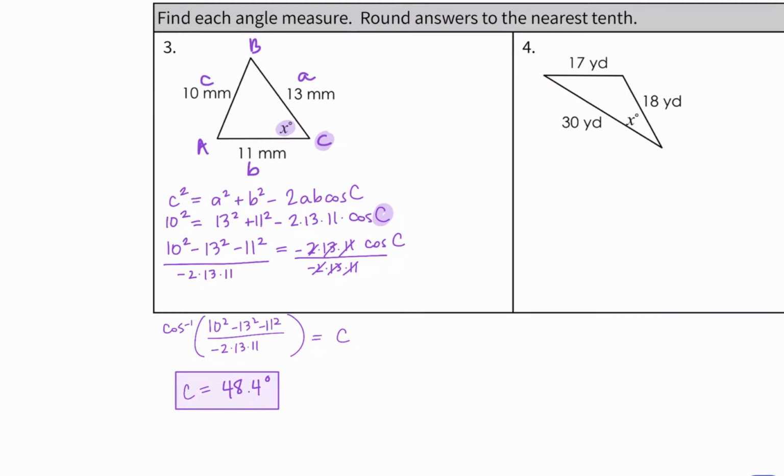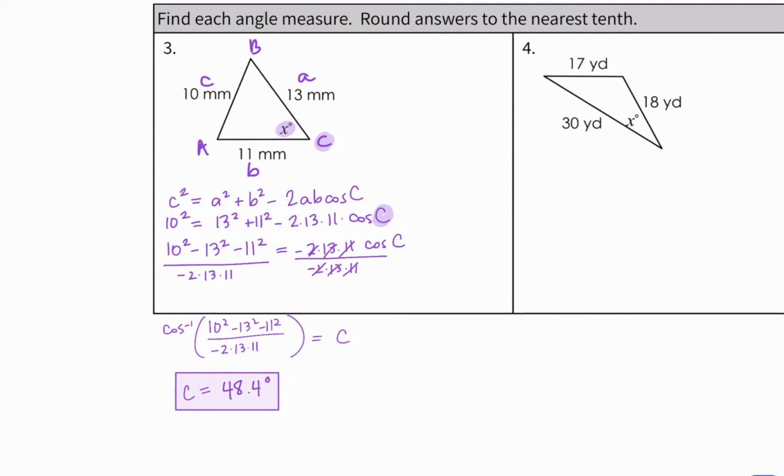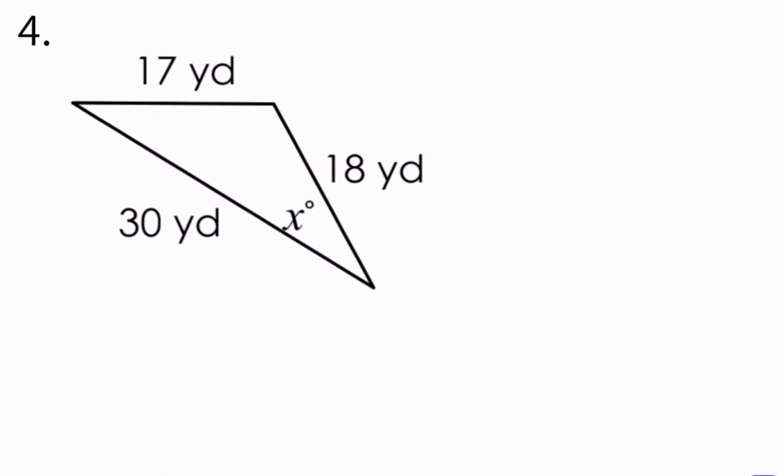Ooh, so that was a long one. Had a lot of steps, but not too bad. Okay, let's do that last one that's there. It's the same deal. There's no labels on this triangle, so we're going to have to do that for ourselves. Let's say A, B, C. Okay, now let's label the sides. So then 18 would be little a, 30 would be little b, and then 17 would be little c.